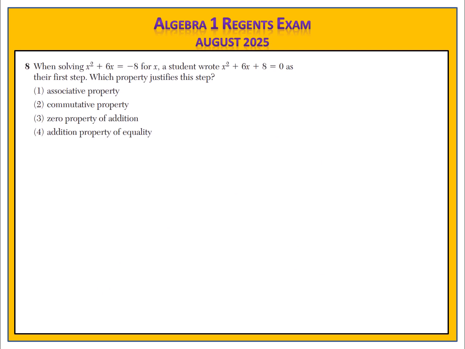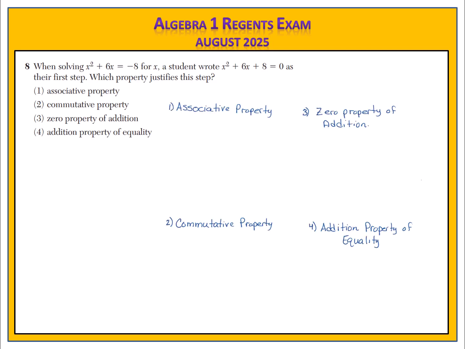Problem number 8. When solving x squared plus 6x minus 8 for x, a student wrote x squared plus 6x plus 8 equals 0 as their first step. Which property justifies this? There are 4 properties. Let's take a moment and make sure we know what they mean.